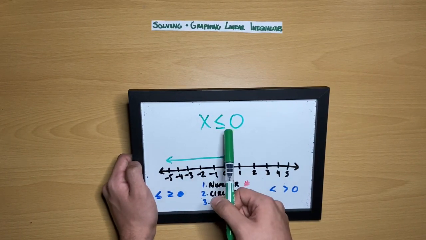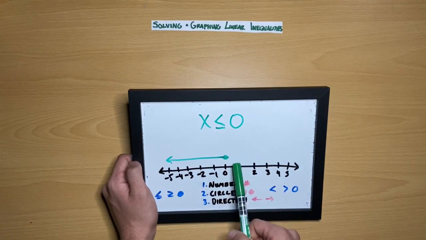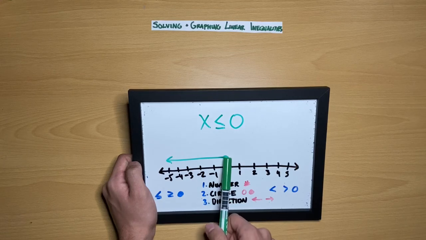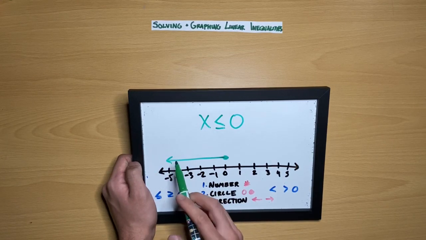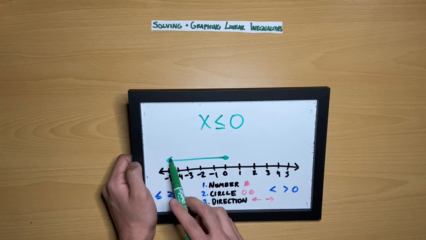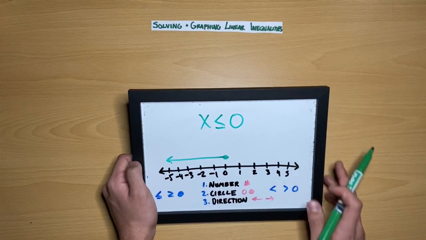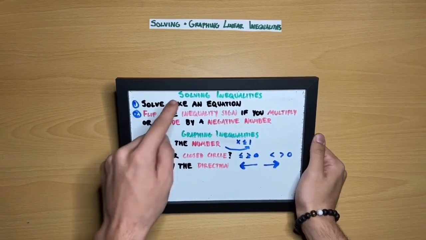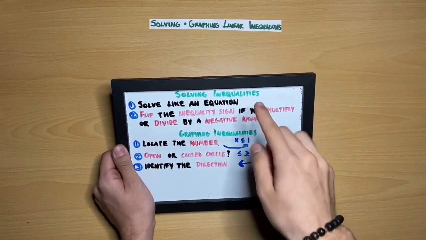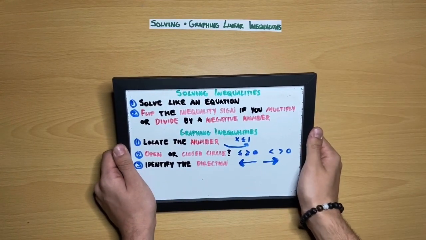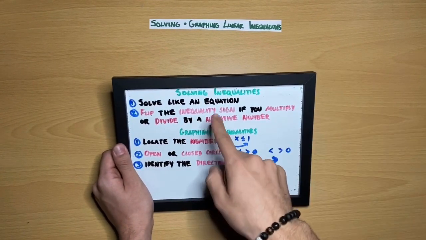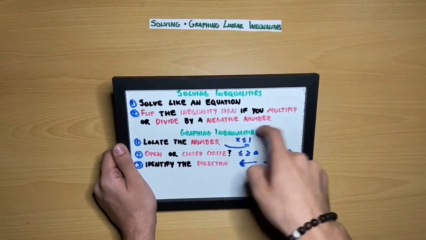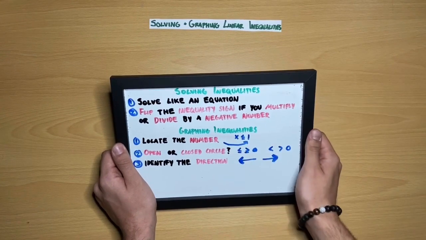X has to be less than or equal to 0. So 0 is included because it has a closed circle, and x is everything less than. And again, this inequality here matches the direction of the arrow over here. So to recap, to solve inequalities, you solve it just like any other equation. But the only difference is that you must flip the inequality sign if you multiply or divide by a negative number. That's the only difference.